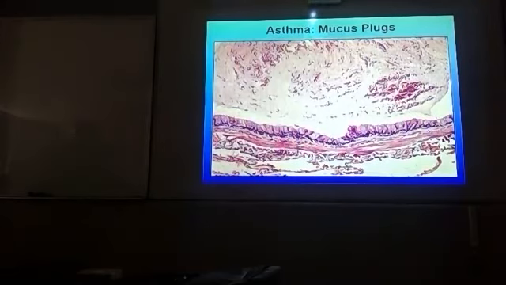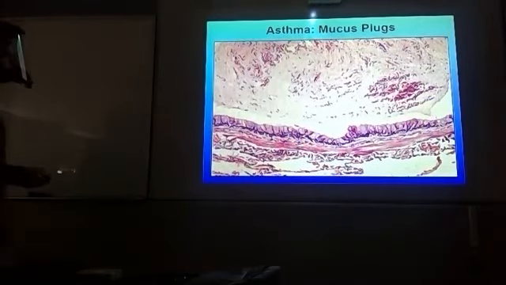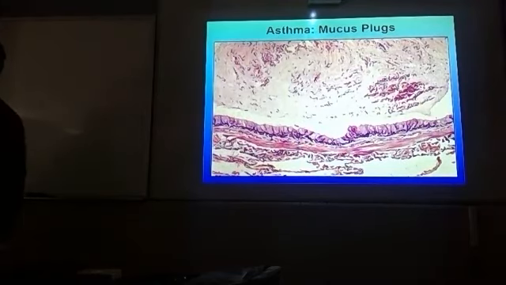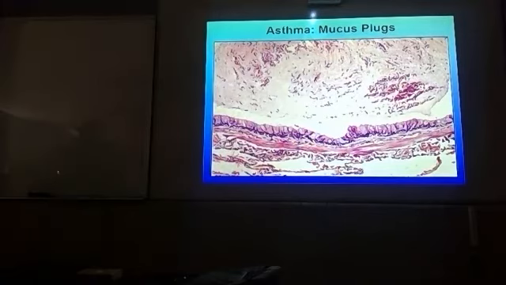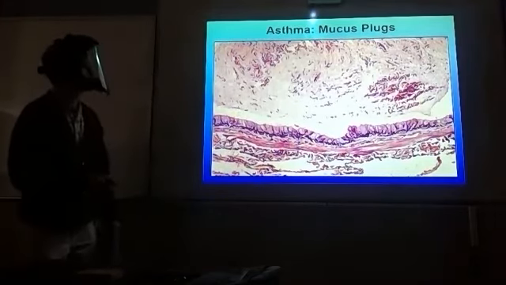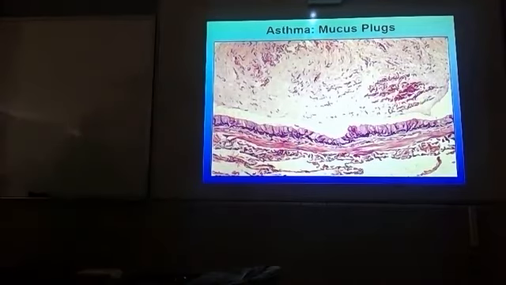Within the lumen of the airway, you can see that's a mucopurulent plug. It's basically mucus with a lot of inflammatory cells. And if we take a look at the different inflammatory cells, we see many different types of cells, and we especially see these cells with their eosinophilic cytoplasms. Those are the eosinophils. There are lots of eosinophils in the mucopurulent plug.